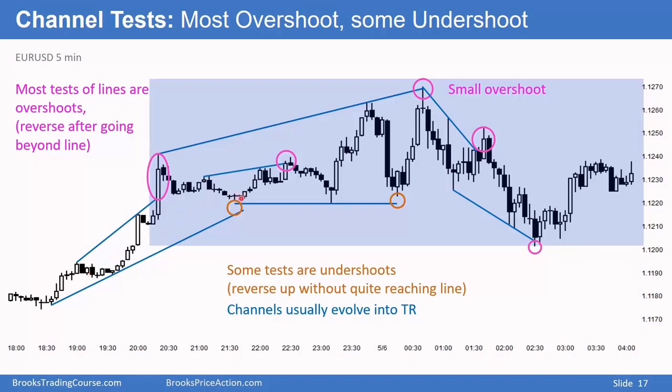A channel, it's an expanding wedge type of channel, but it's a channel. Channels usually evolve into trading ranges. So we have a very strong bull breakout, a weak channel here. It tried to get stronger, 3 pushes up, and it evolved ultimately into a trading range.